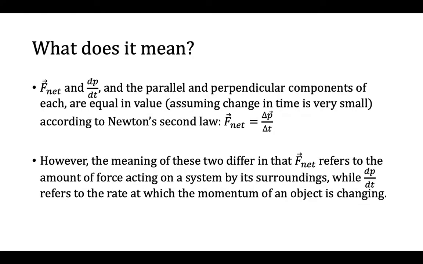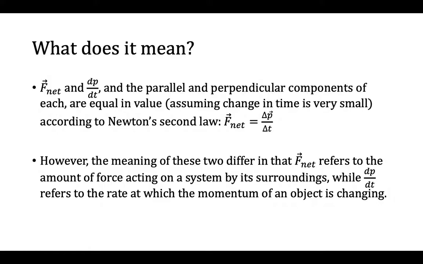To answer the what does it mean question of what is the difference between F net and dp/dt and their components, F net and dp/dt and each of their components are equal in value, again assuming the change in time is small, according to Newton's second law, which, when rearranged, states that F net is equal to the change in momentum over change in time. However, the meaning of these two differ, in that F net refers to the amount of force acting on the system by its surroundings, whereas dp/dt refers to the rate at which the momentum of an object changes in time. So therefore, dp/dt refers to the change in motion of an object, and force refers to the amount of force acting on the object.